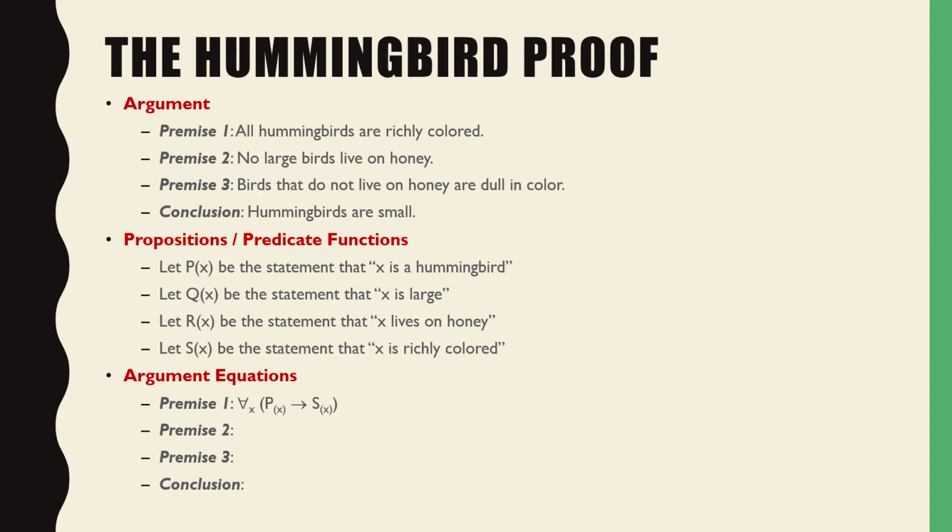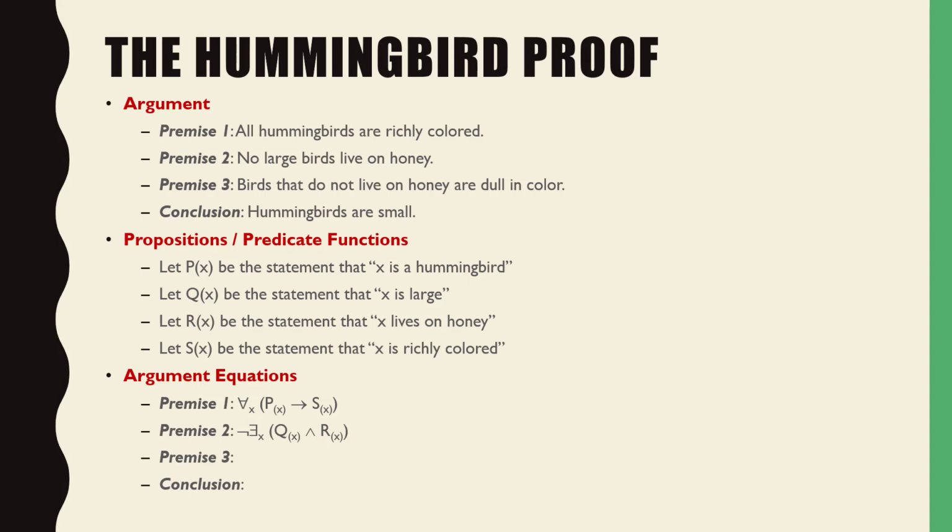Okay, what's premise number two going to look like in a form of an equation? How about this? There does not exist, and we forgot to mention the negation a second ago, there does not exist a bird that is large and lives on honey. Does that work? Yep.